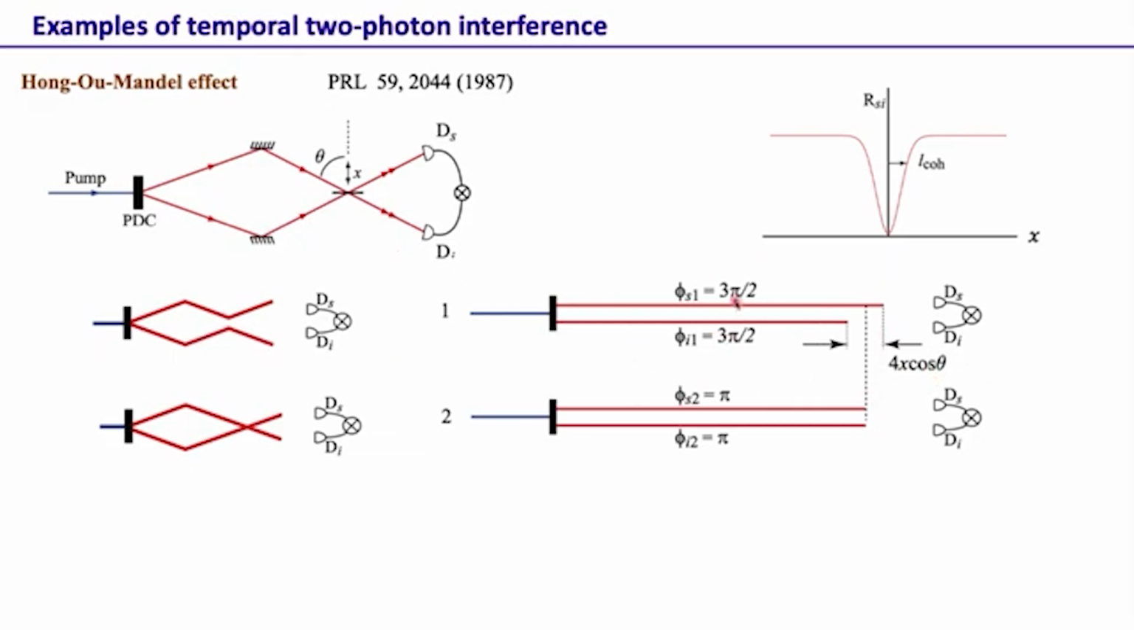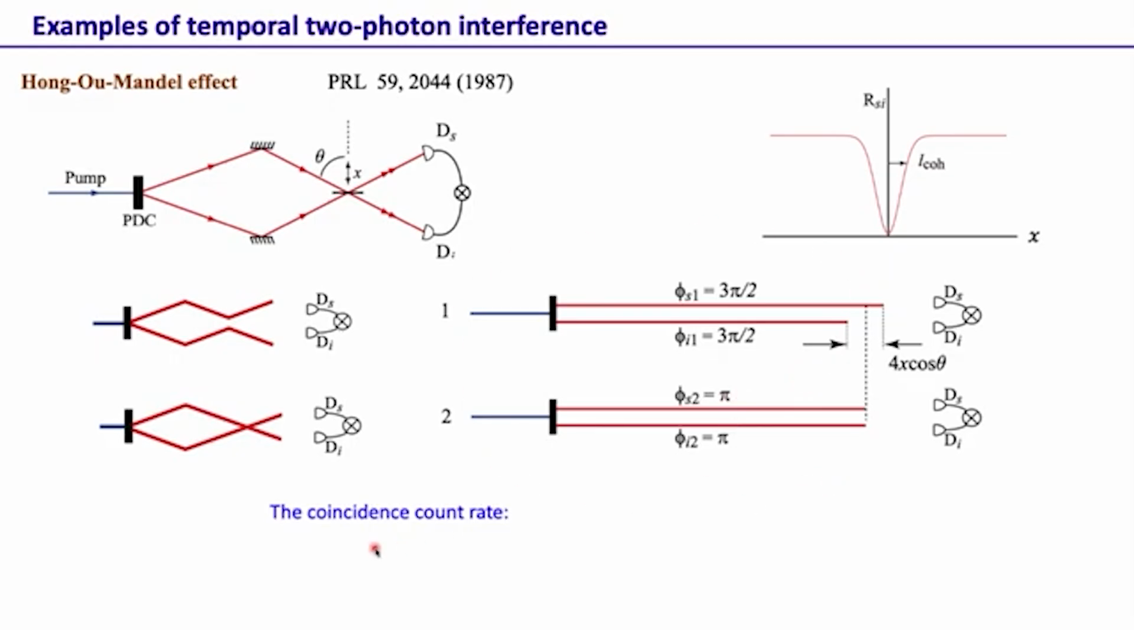And then there are phase differences incurred because of the reflections. There is a reflection from the mirror, then there is a reflection from the beam splitter. The beam splitter gives a pi by 2 phase, the mirror gives a pi. So there is a 3 pi by 2, 3 pi by 2 here. In this case, there is no reflection from the beam splitter, just a transmission, and so there is just phase pi and phase pi over here.